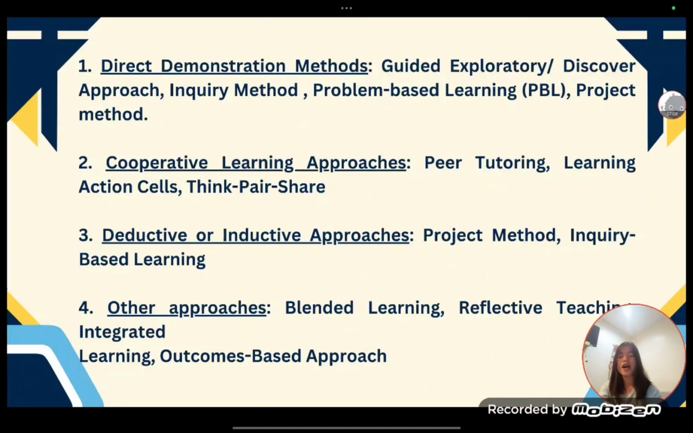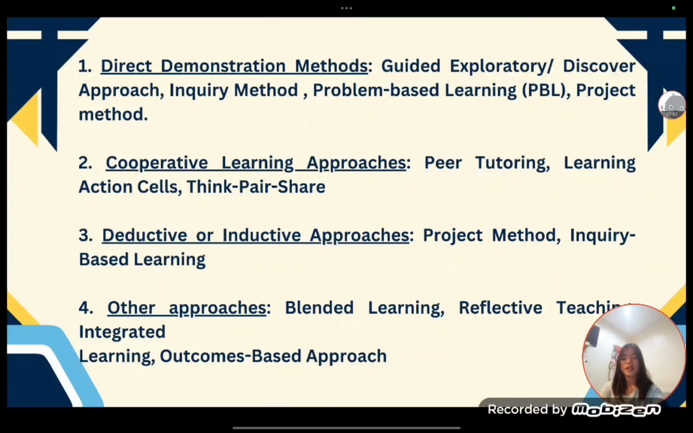So let us proceed with the other approaches. These include blended learning, reflective teaching, integrated learning, and the outcome-based learning approach. These are the modern methods that integrate technology. In today's way of teaching, we are already integrating technology.